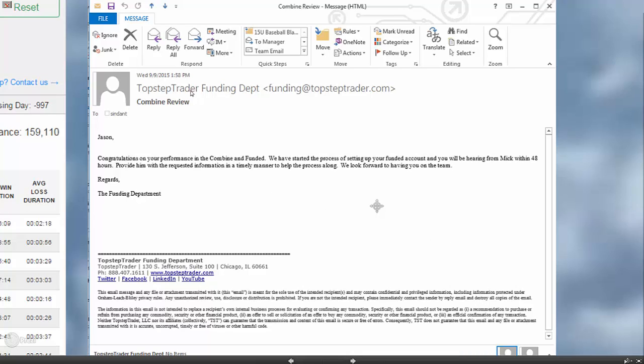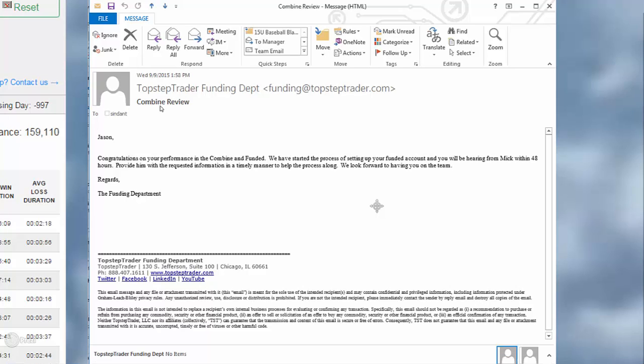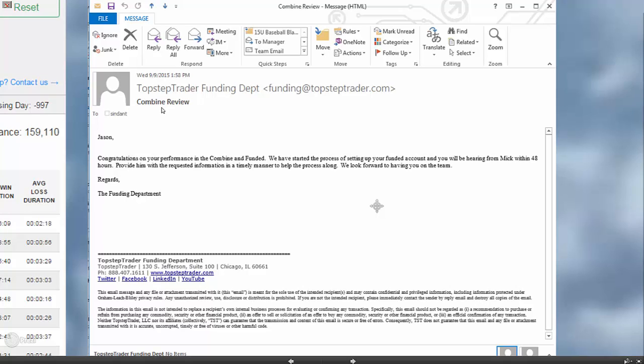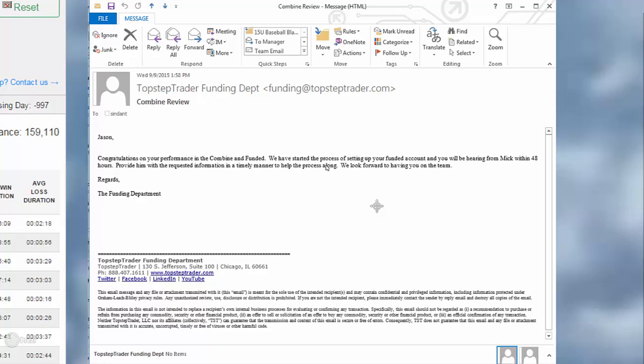Okay, so this is from the Top Step Trader funding department. I got this from the auto-generated area. I obviously have a relationship with them already, but I got this from the auto-generated area, right? Top Step Trader funding department, Wednesday, the 9th of September. Jason, congratulations on your performance in the Combine. We have started the process of setting up your funded account, and you will be hearing from Mick within 48 hours. Provide him with the requested information. This is an auto-generated email, right?